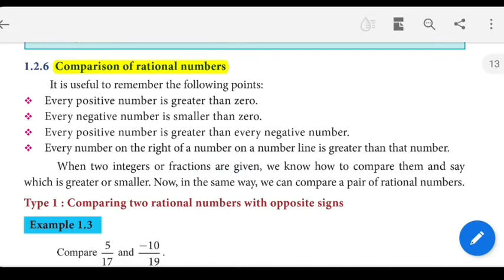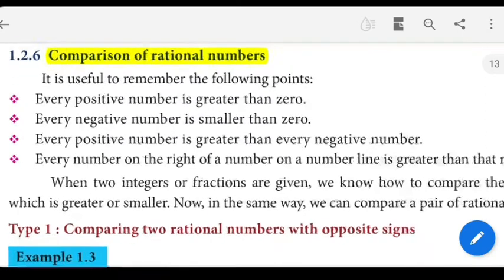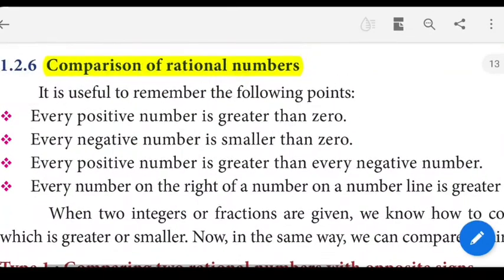Before we enter the problems, let's go through one definition. Comparison of rational numbers. If two or more rational numbers are given, how do we compare them? That is, we want to say which is greater and which is less than. So we use this definition. Come, let's see the definition.